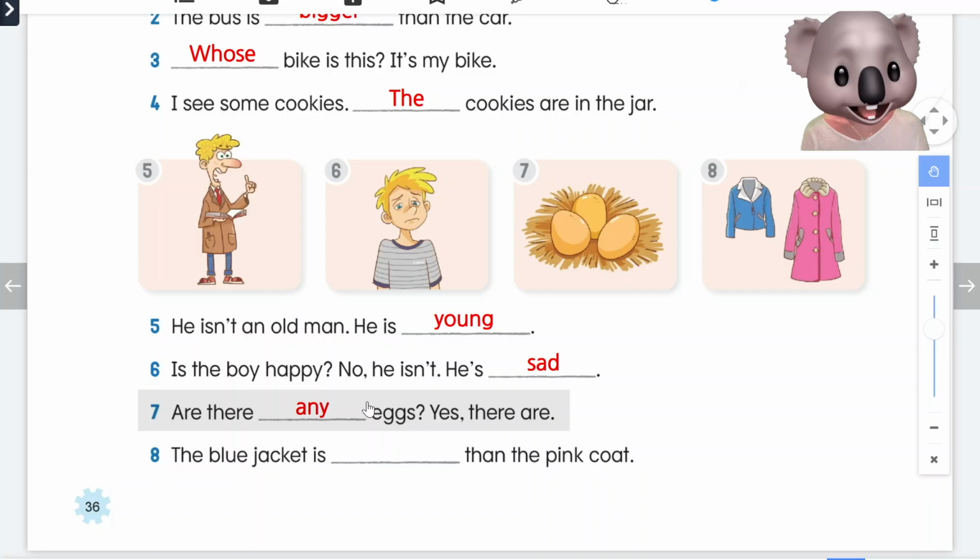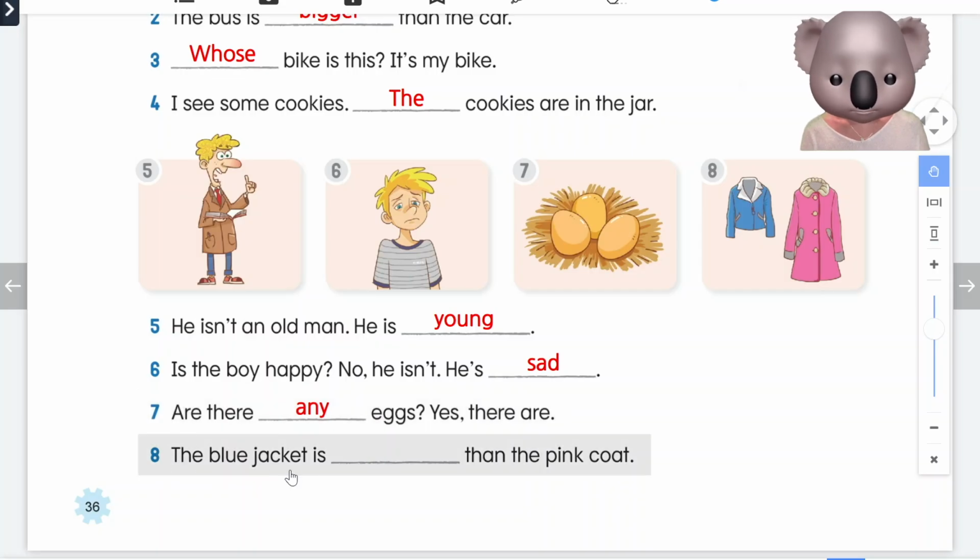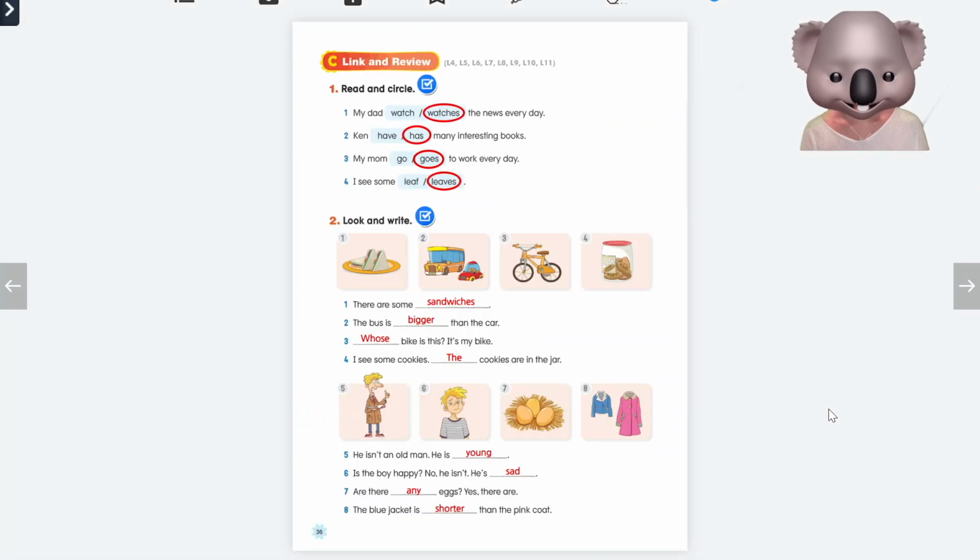Number 8, our last question. The blue jacket is blank than the pink coat. 더 짧고 비교하는 거잖아. 짧다 is short. short에서 er 붙이면 shorter than the pink coat. Fantastic! Please check your answers and stay for our review game.